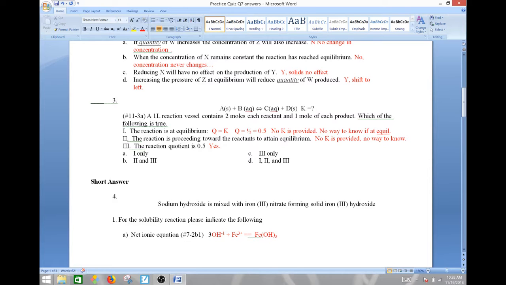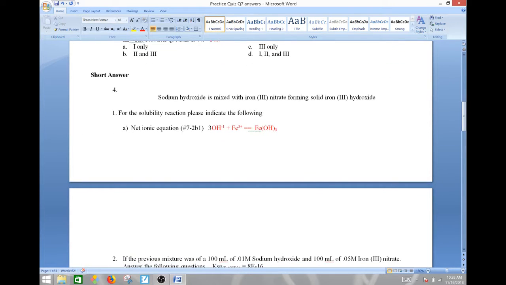The reaction is proceeding towards reactants to attain equilibrium. Again, we don't know K and we don't know what's going on, so we cannot answer that question for certain. The reaction quotient is 0.5. That's a yes, therefore C is my answer. All right, going below here.